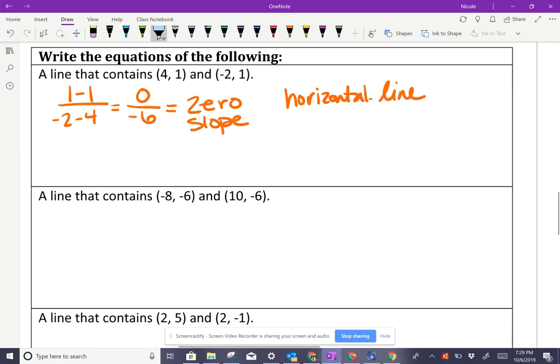And if you look at the points that I'm given, my y is the same in each one. So that tells me my equation is y equals 1. And that's it. That's all, folks.